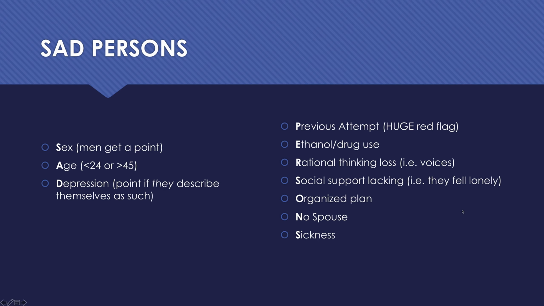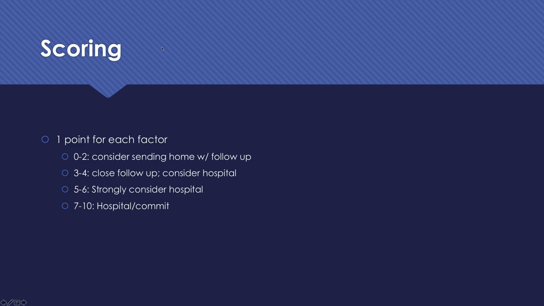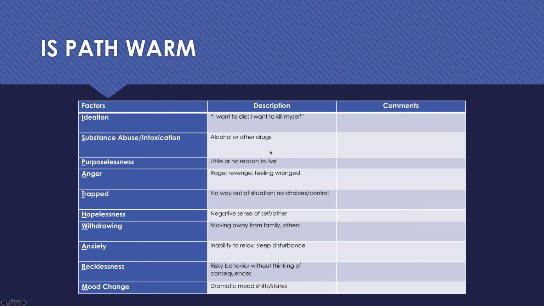Do they have an organized plan? Also a huge red flag. No spouse, and sickness, so things like cancer, Lou Gehrig's disease, HIV especially, or chronic pain issues. One point per factor. Zero to 2 points, consider sending home. 3 to 4, close follow-up, and kind of think about hospitalization. 5 or 6, really consider hospitalization. And 7 to 10, have them go to a hospital.